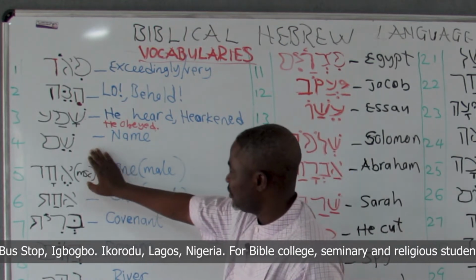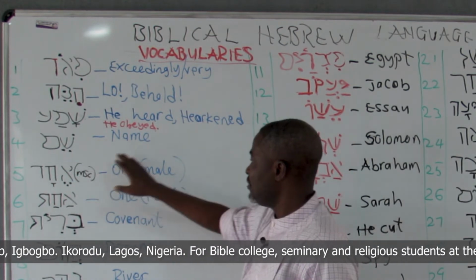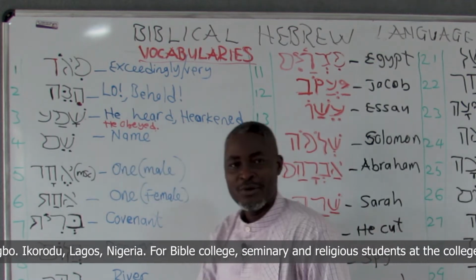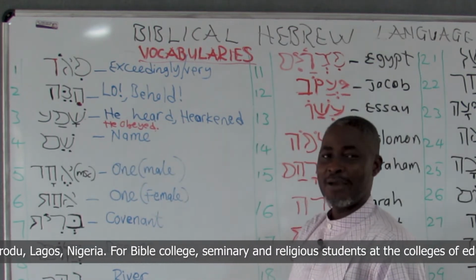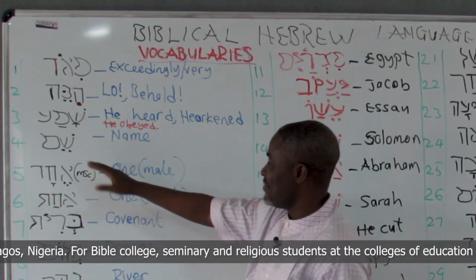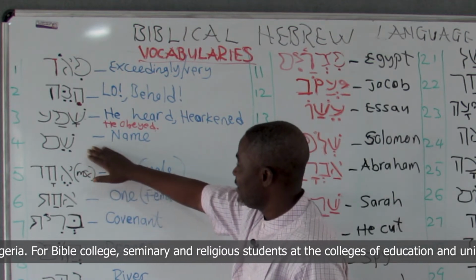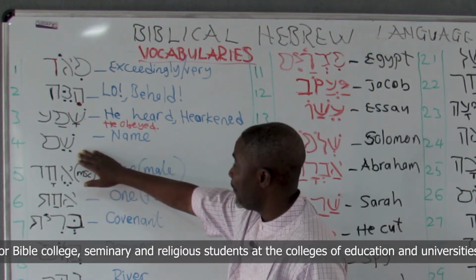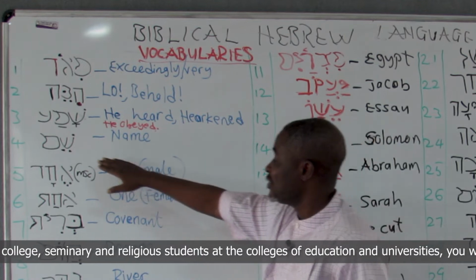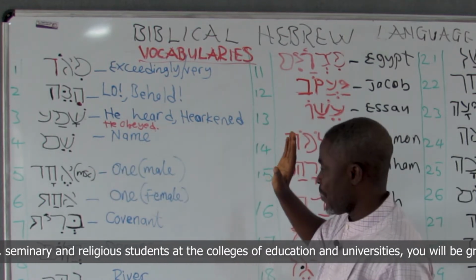Then the next one, shem, which is name. Shem, Ham, and Japheth. The name Shem. The word shem means name.